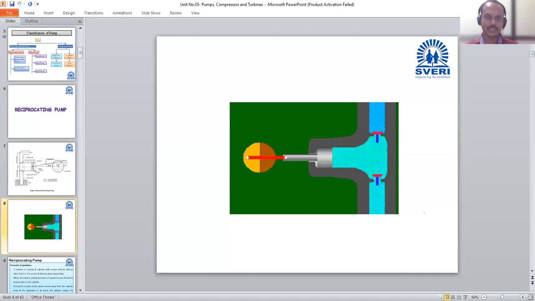So a pump is a mechanical device used to lift or convey liquid from one place to the other. Only those two sentences are very important. Two, and this one is the fourth one.